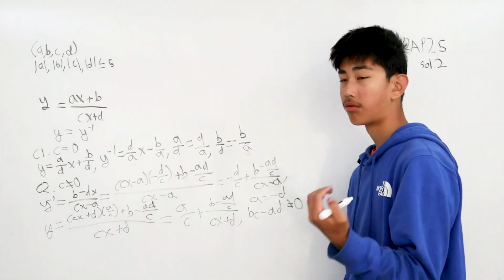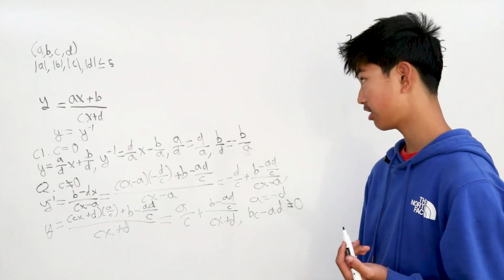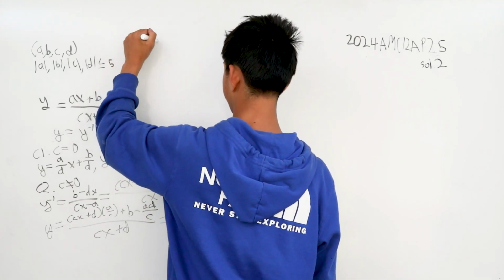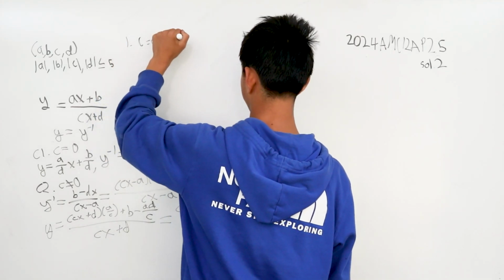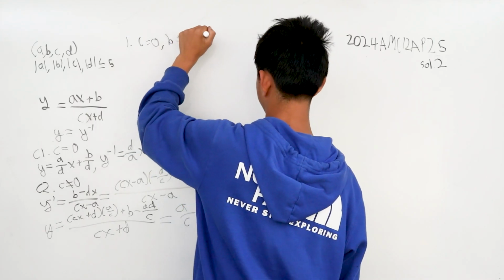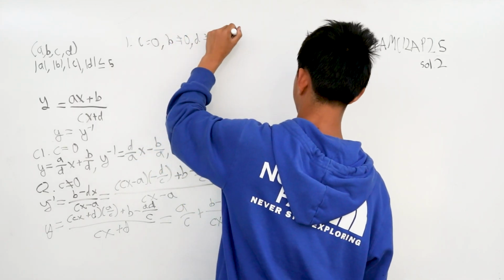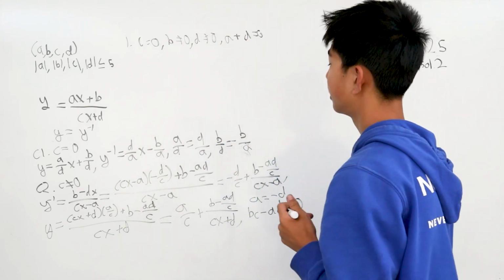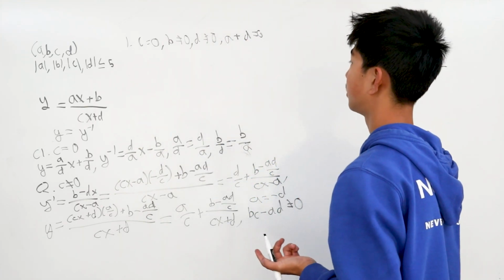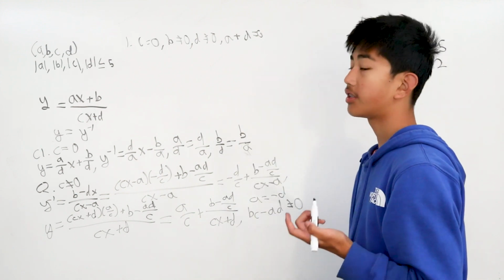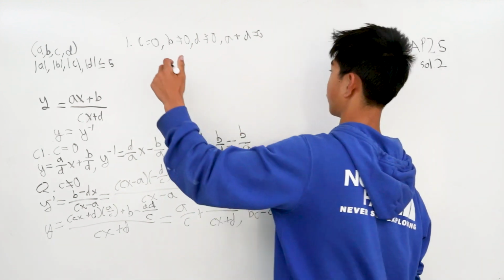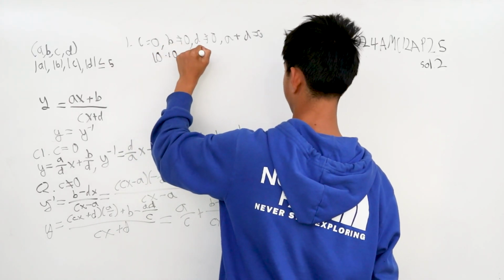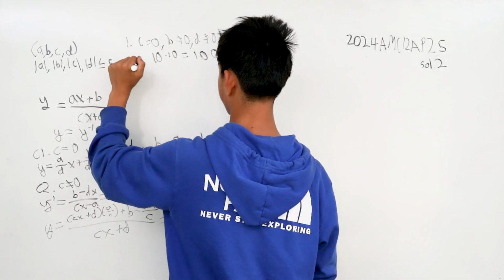Now we have 3 smaller cases to evaluate. Case 1, where c is 0, b is not equal to 0, and d is not equal to 0. And therefore a plus d is 0. So here we have 10 choices for c and d, but there's 10 values for a too. So 10 times 10 is 100. So there's 100 cases for this one.